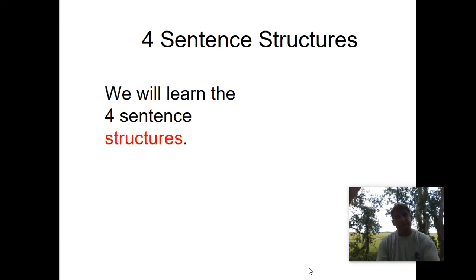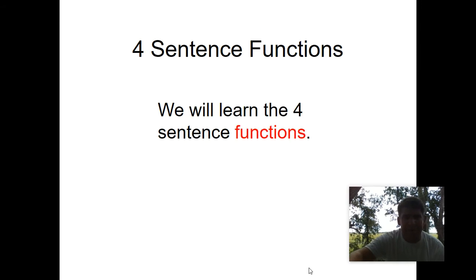We will learn the four basic sentence structures. Those include simple, compound, complex, and, did I say four? There's got to be another one. It's escaping me right now. I know there is. We'll learn about the four sentence functions. A sentence can be one of four different things, and we'll talk about what those are. Imperative. It can make a statement. We'll talk about all those.